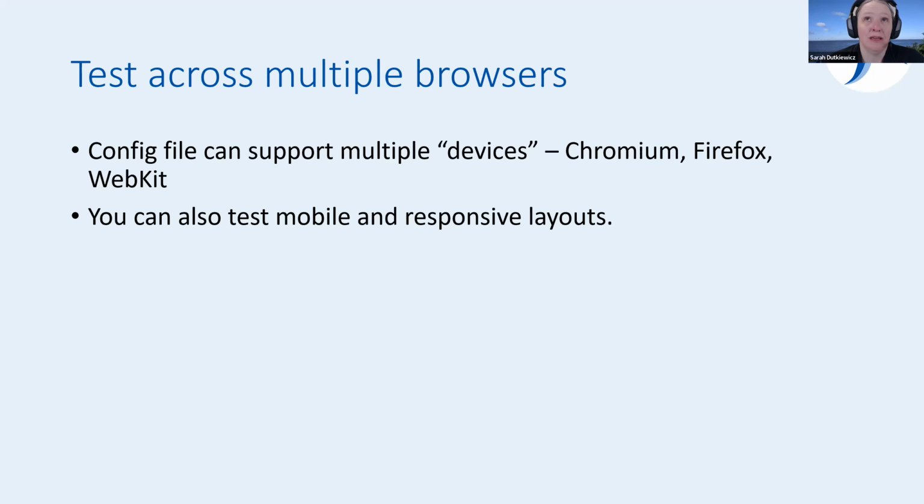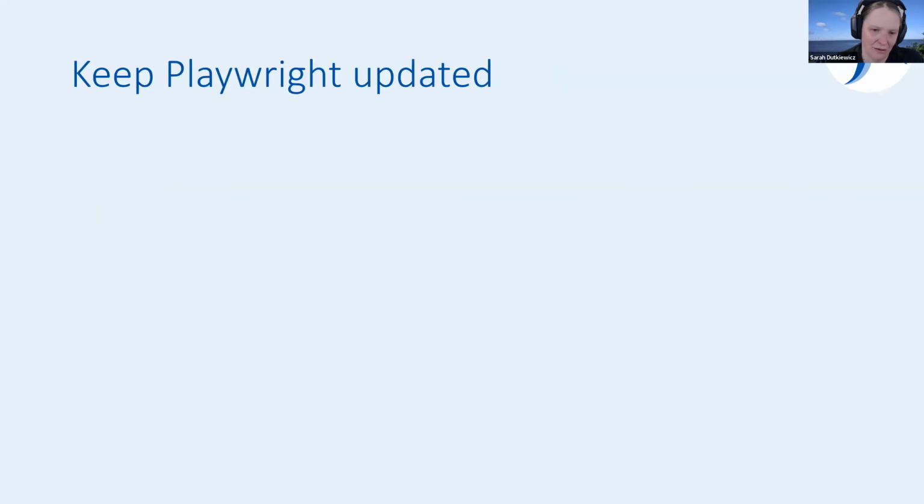Because we're on the internet, because you don't know who your end users are necessarily, you know that it's a wild, wild west of browsers. They've gotten a little bit better over the years, over the decades, but it's still somewhat wild, wild west in terms of various devices out there. So at least test for the big three, Chromium, Firefox, and WebKit, which are the ones that Playwright supports out of the box. You can also, again, test mobile and responsive layouts, but we had to keep that out due to time. Keep your Playwright libraries updated.